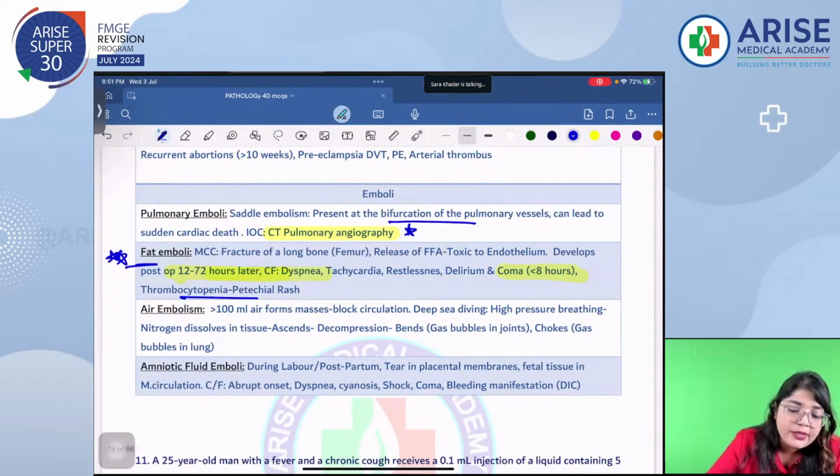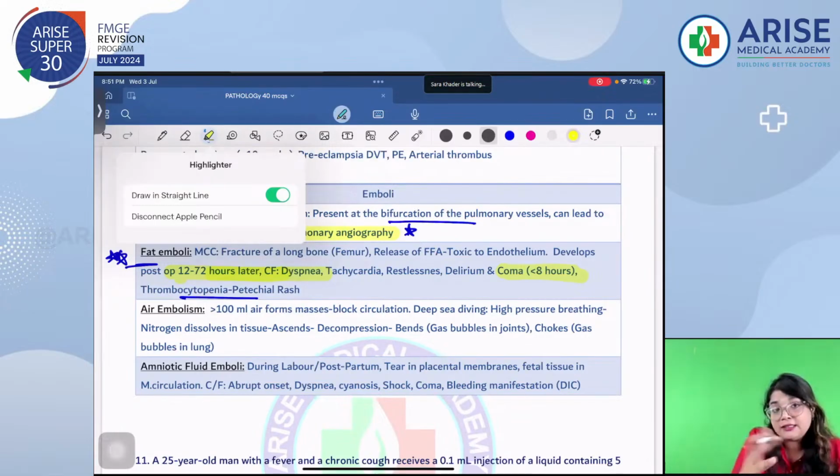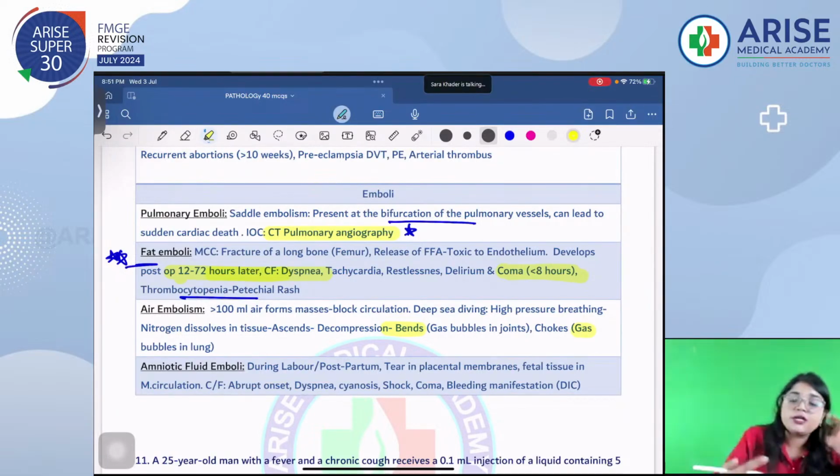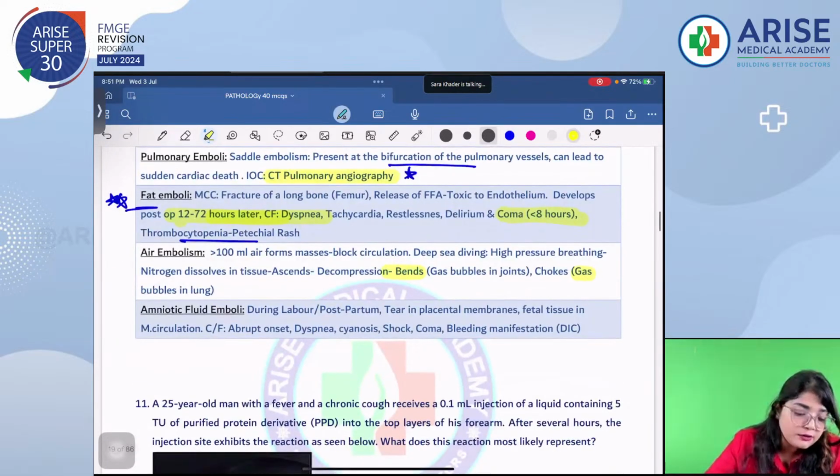Air embolism. Now, this is associated with deep sea diving, right? Because of that, you can have the bends, where there are nitrogen gas bubbles in the joints, or chokes, where the patient is choking, right? He'll be in a choking position. So these are the two things in sea divers that you need to remember.